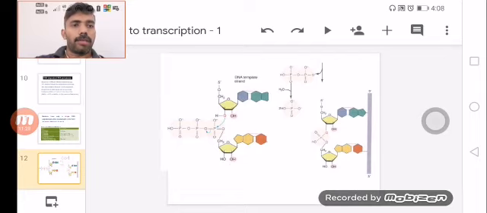And here comes the reaction which is going to be catalyzed by this enzyme. You can see there is an addition of a nucleotide into the 3' OH group of an existing nucleotide.